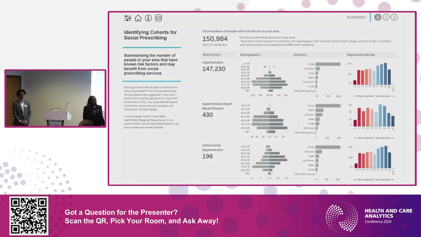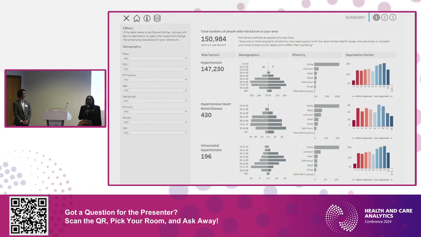Now, looking at the actual dashboard page, the first page they will get is a summary page that you can see behind me, which provides an overview of their population using aggregated data. In that, we're separating the patients into 3 different risk groups: hypertension patients that have been diagnosed, patients with hypertensive heart renal disease, and patients that have intracranial hypertension. Those 3 groups are then subdivided into 3 different graphics, where they can look at their patient demographic by age group, their ethnicity spread, as well as deprivation decile for patients with those long-term conditions.